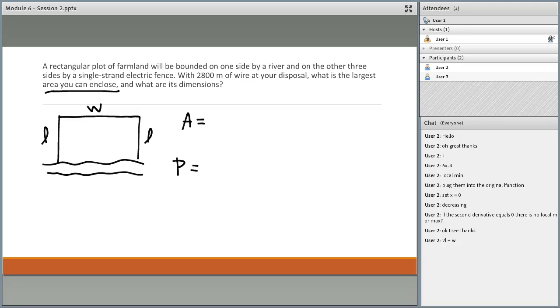Good. Great, so the area that's enclosed, and then we can also find the perimeter, and the perimeter is 2L plus W. Typically the perimeter of a rectangle is 2L plus 2W, but in this case we have one side that's the river, so we don't have that extra W. So that's the perimeter. Do we know anything about a value for the perimeter?